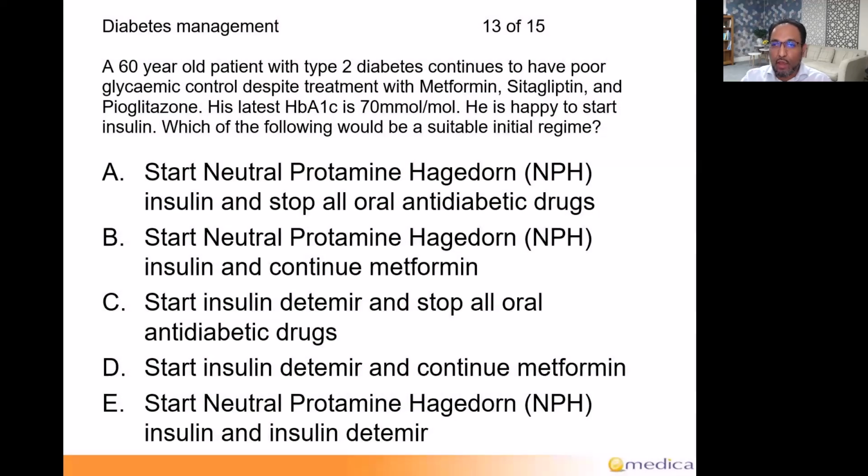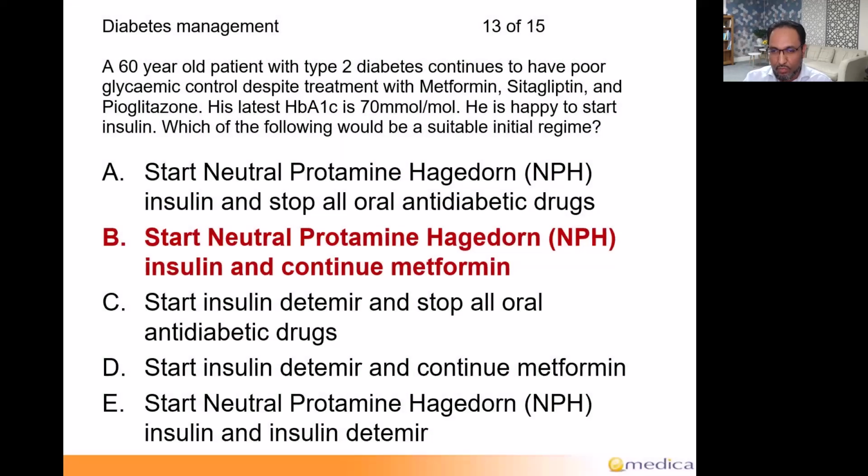Okay, so you've got someone with poor diabetes control, latest HbA1c is 70. They're already on triple therapy, metformin, a gliptin, a glitazone. So what would be a suitable regime? We're now going on to insulin. A suitable regime would be keep them on metformin, stop the others, and then put them on NPH, neutral protamine Hagedorn. It's one of the intermediate acting insulins, and keep them on the metformin. So B is the correct answer.